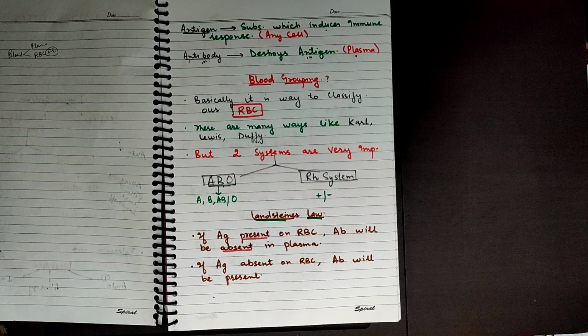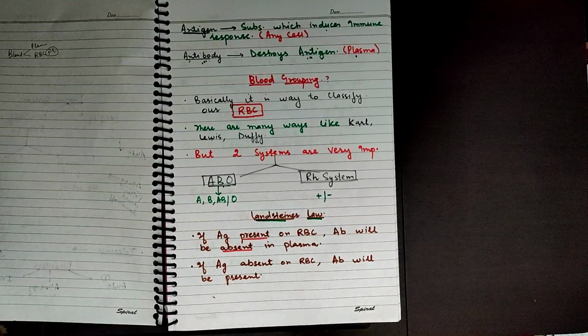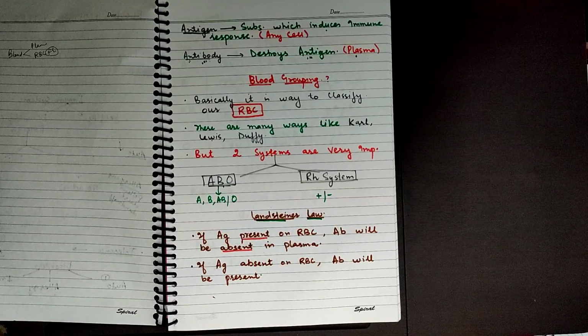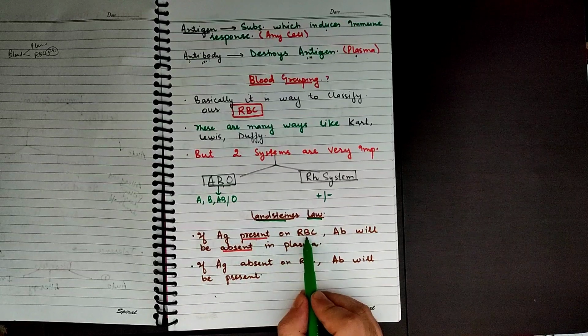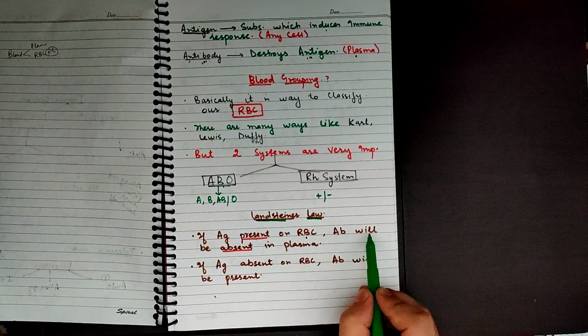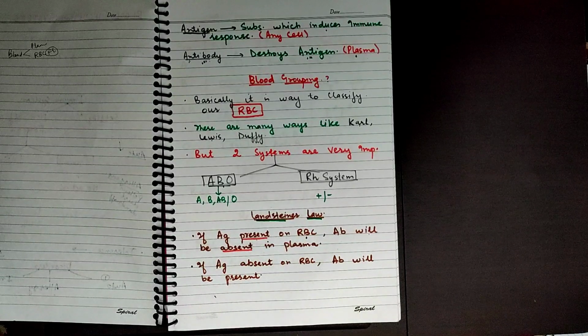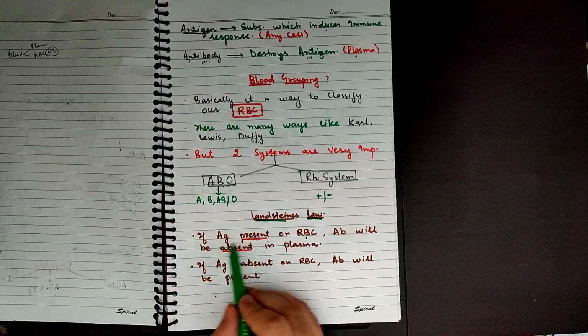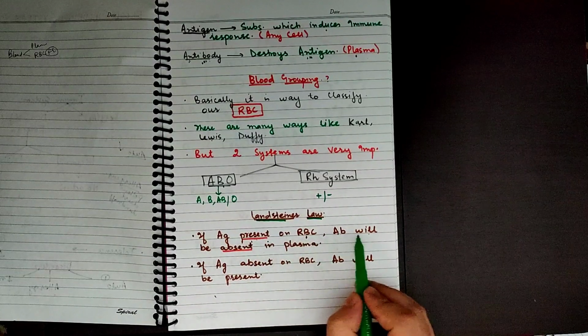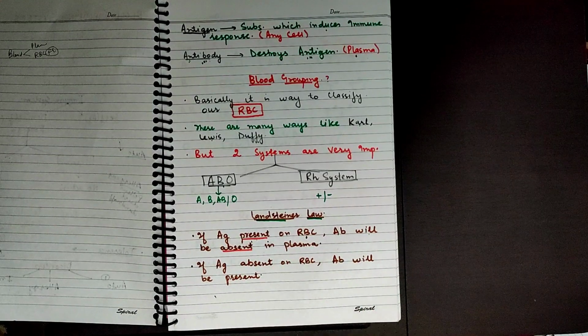This law has two parts. We will first try to understand these laws, then we will apply them. The first part of the law says if antigen is present on RBC, corresponding antibody will be absent in the plasma. This is a very important statement. If antigen is present on RBC, corresponding antibody will be absent in the plasma.